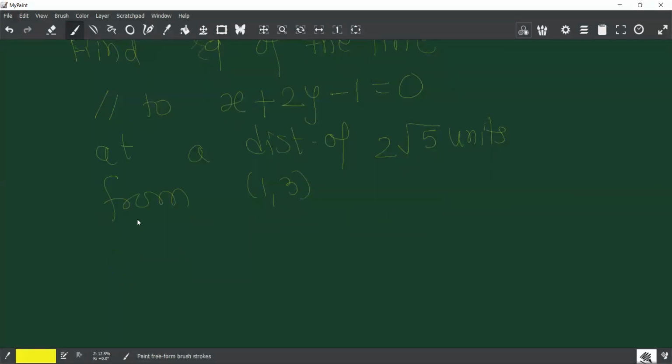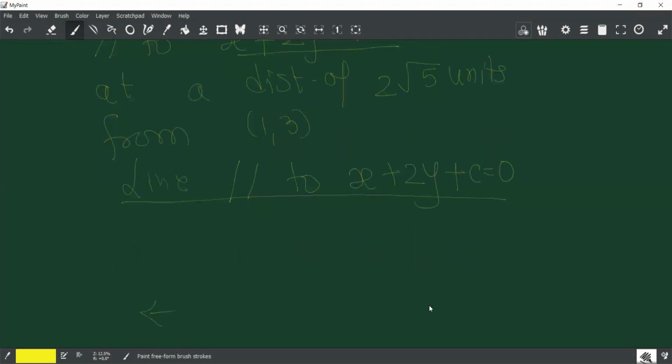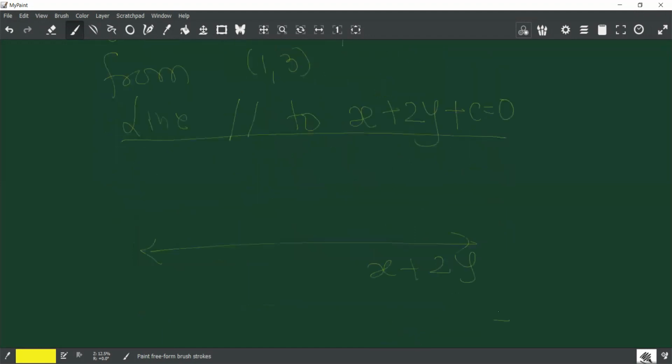Remember, any line parallel to this will have an equation of this form. x and y will remain the same. Correct? A line parallel to this will be of this form. So this is my line: x plus 2y plus c is equal to 0.